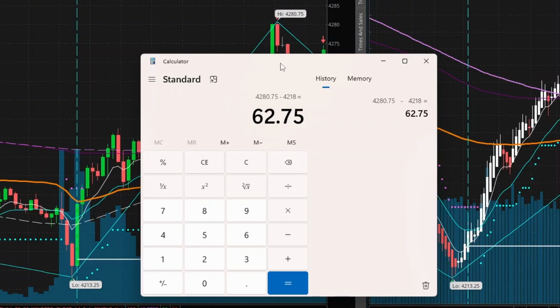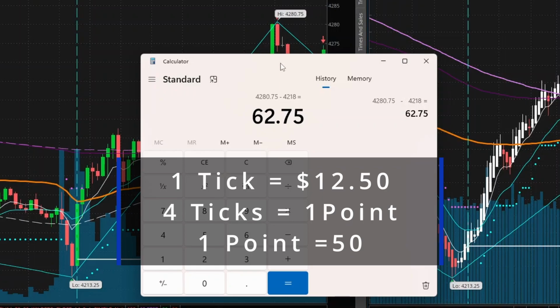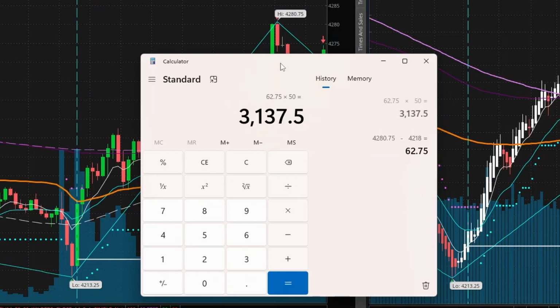Because with the S&P 500, every point is $50, and with every point there's four ticks, so there's 25-cent ticks. And for each one tick, which is 25 cents, that move will give you $12.50. So the numbers are a little confusing. That's why it's just easier to think of it as for every point it's $50. So with this number of points, we'll multiply that by $50 and that would have been over $3,000 from this trade.